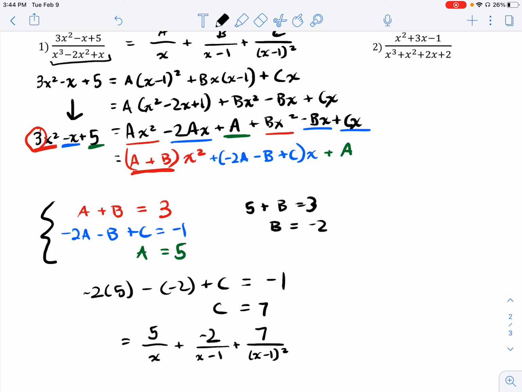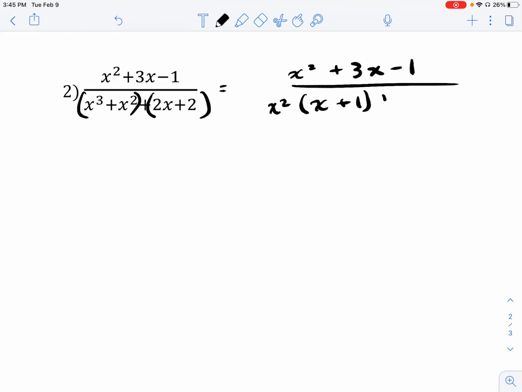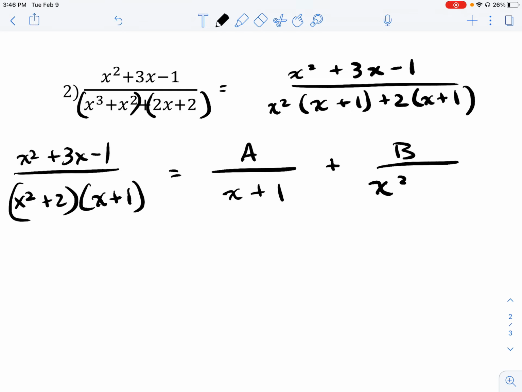So here, I want to go ahead and factor that denominator. This is x squared plus 3x minus 1. And then the denominator here, well, I notice I can factor this by grouping. So I'm going to write x squared, x plus 1, plus 2 times x plus 1, which then allows me to rewrite this as the following. We can say x squared over this denominator is going to be factored as x squared plus 2 times x plus 1. And if I split up my fractions here, let's write this as a over, let's do the linear factor first, x plus 1, and then b here as x squared plus 2.